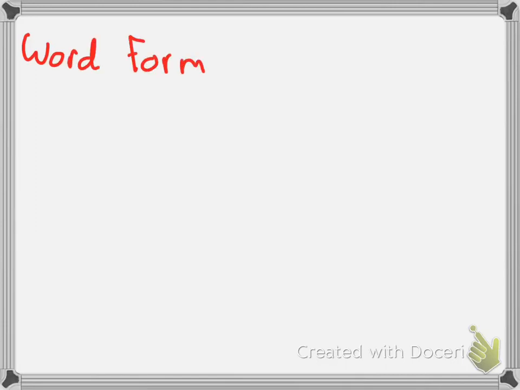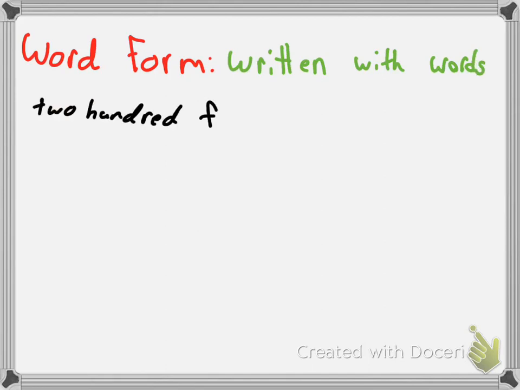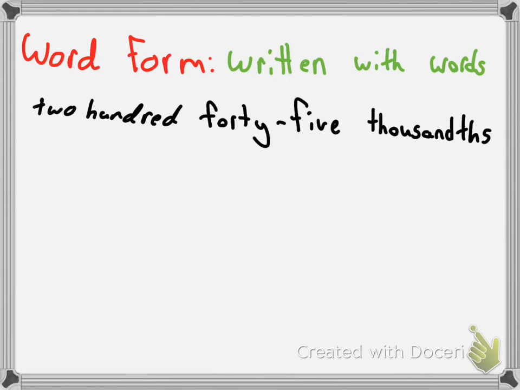Word form is just writing out exactly what you would say out loud in words. So written with words. You don't use any numbers. So for that same one, it would be 245 thousandths.